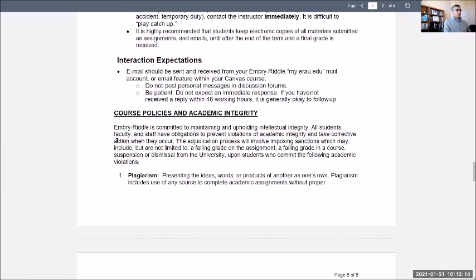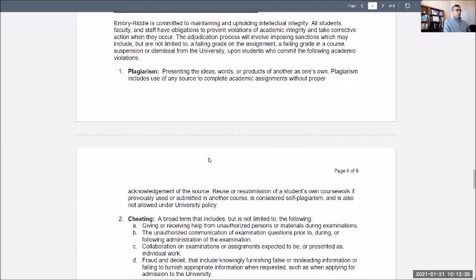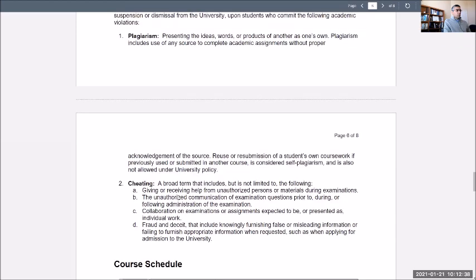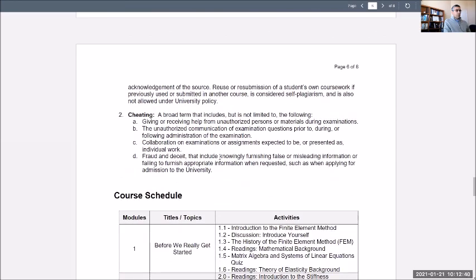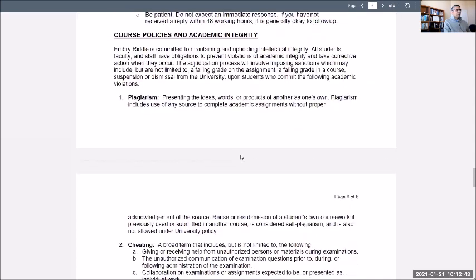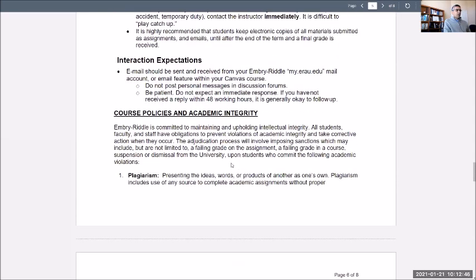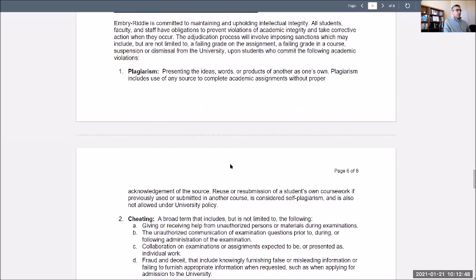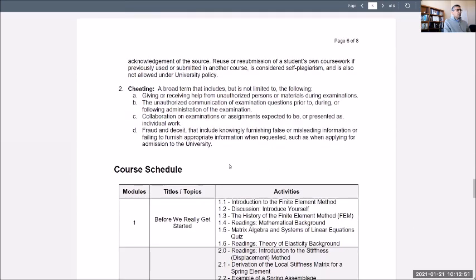This is the Embry-Riddle Academic Integrity Policy. We want to maintain and uphold intellectual integrity. All the students, faculty, and staff have an obligation to prevent violations of academic integrity and take corrective action when they occur. So this is something that I hope we never have to deal with, but this is just to make sure that we all understand the policy and we do not have to deal with any of these corrective actions during this course or during this semester.